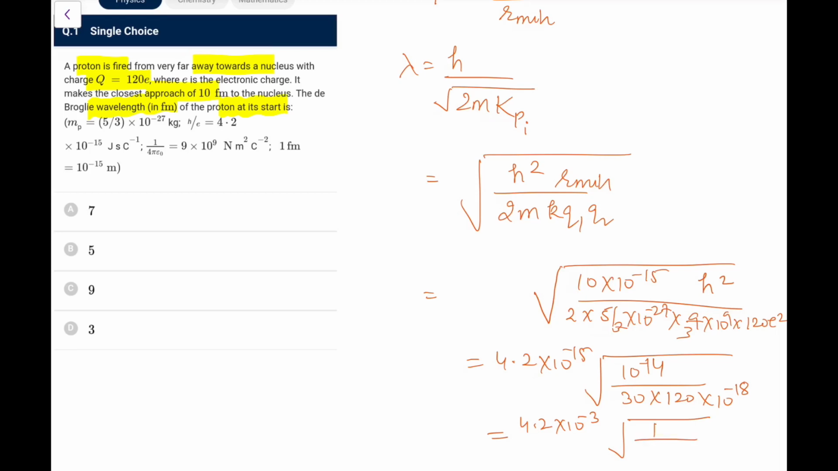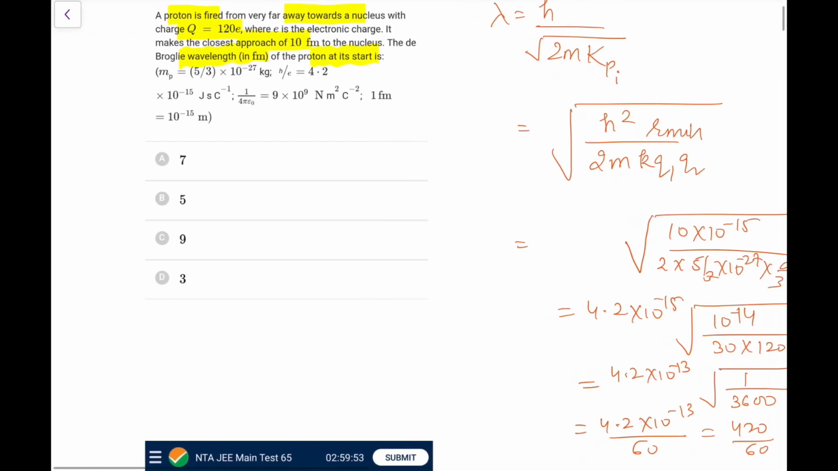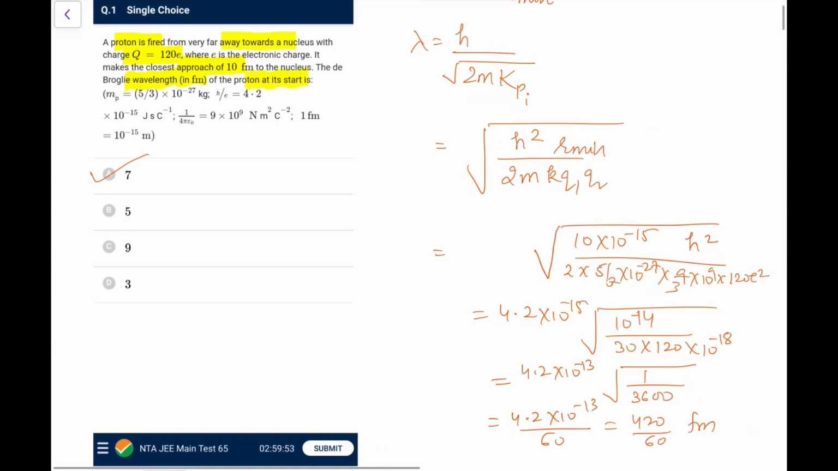Not minus 3, here minus 13, sorry, upon 30 into 120, that I can write as 3600, so take it out. It would be 4.2 into 10 to the power minus 13 upon 60. So in fact minus 13, where I am writing 15. So it becomes 420 upon 60 femtometer, which is exactly 7 femtometer. So calculation is simplified for you. You have to just put the values carefully and you will get the result. So it's a slightly calculative one.